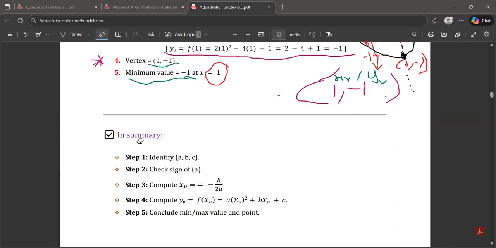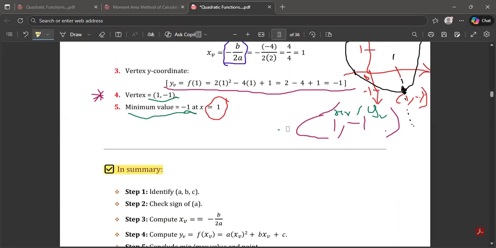Okay, let's continue. So the summary of whatever we just solved, please mute your mic to avoid further noise, okay? To simplify whatever I've been talking about, our step one, first of all, you have to identify what A, B, and C are. Secondly, you check the sign of A, and that is going to tell you whether the graph is minimum or maximum. To get your vertex at A, you have to use the formula negative B over 2A.